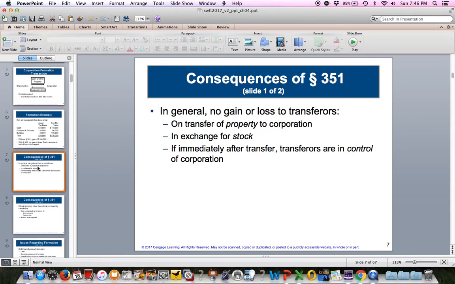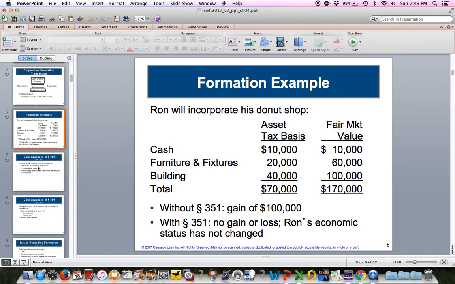So section 351, in general, there's no gain or loss on transferors on transfer of property to a corporation in exchange for stock, if immediately after the transfers are in control of the corporation. So, clearly just think about what happened here with Ron and his donut shop: he is setting up a donut shop and he is contributing things he already owns to the donut shop, which makes sense.